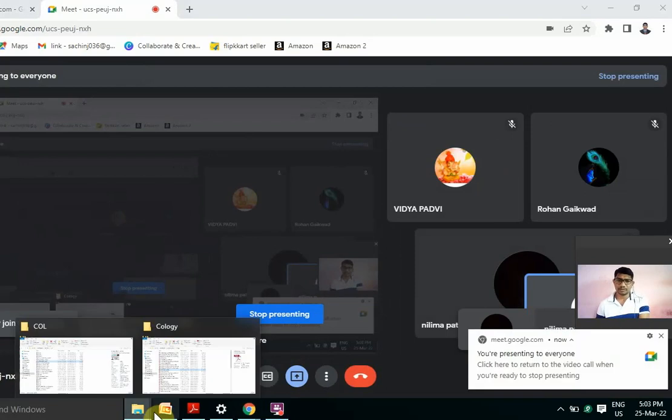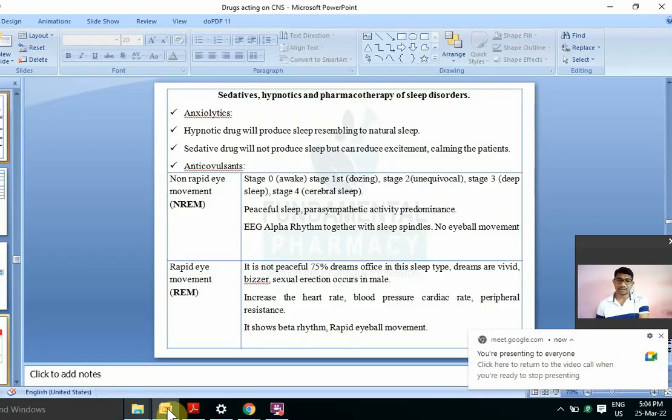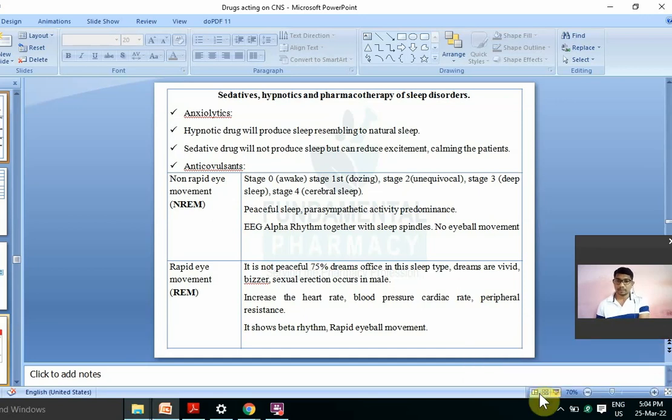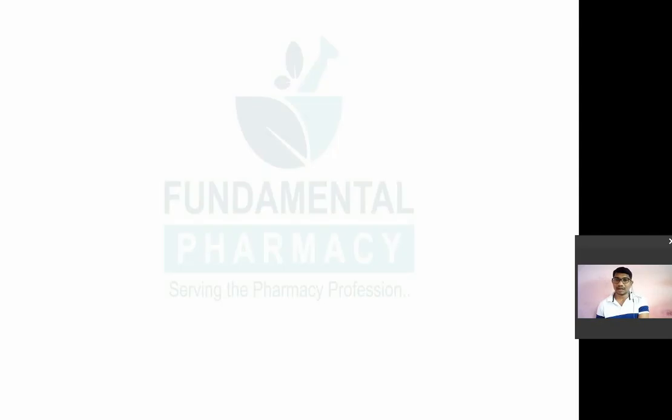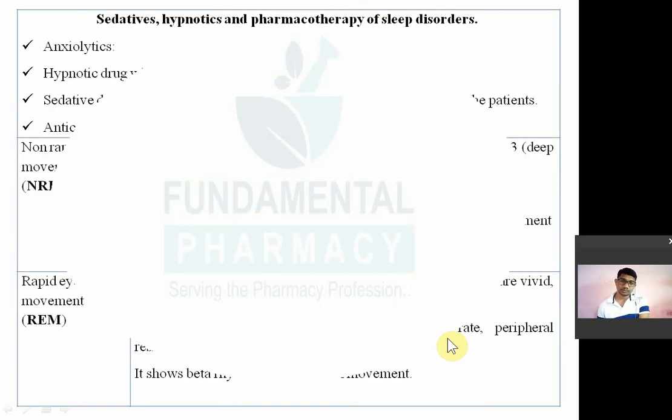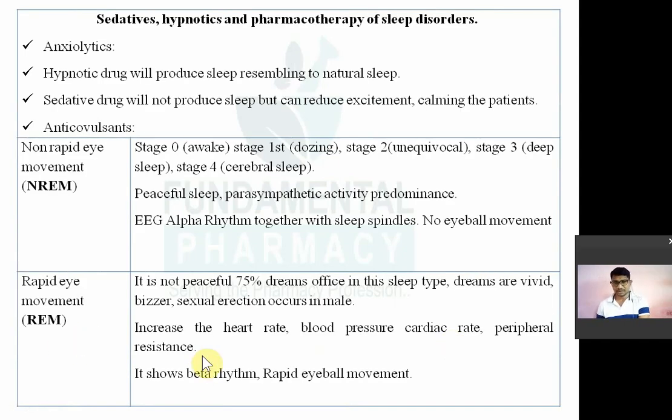As in case of NREM sleep, parasympathetic activity was predominant. But in REM sleep, rapid eye movement sleep, the sympathetic system will be predominant, and that's why there is an increase in the heart rate, blood pressure, cardiac output, then peripheral resistance.